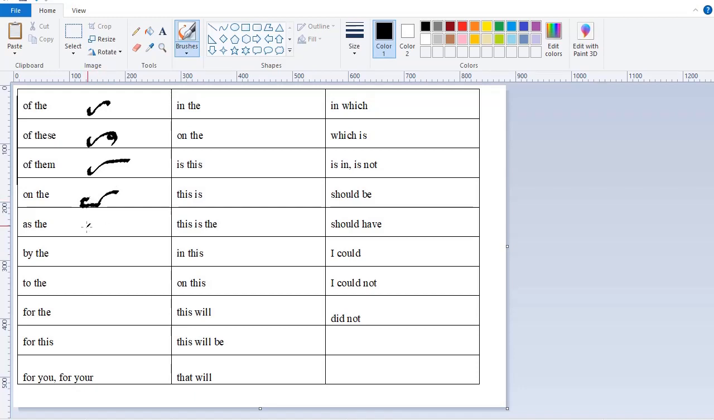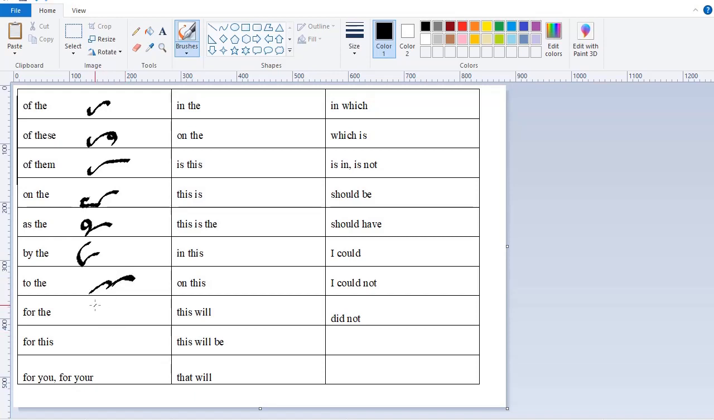We have as the: as, and then the. By the: by, and then the. To the: we have to, and the. It should be curved. Ulitin natin, kasi parang pareho yung to. We have to, and then yung ating the.